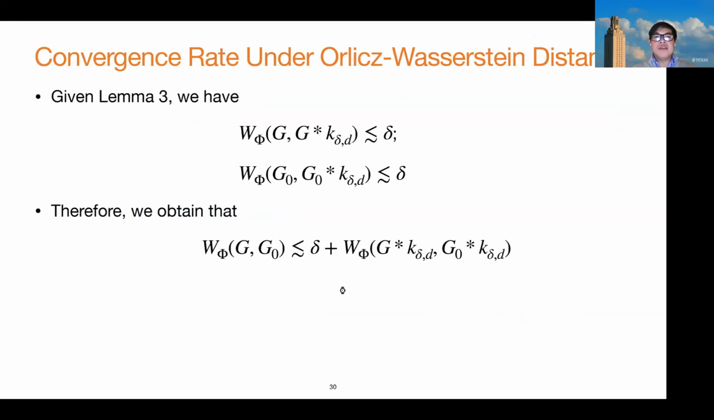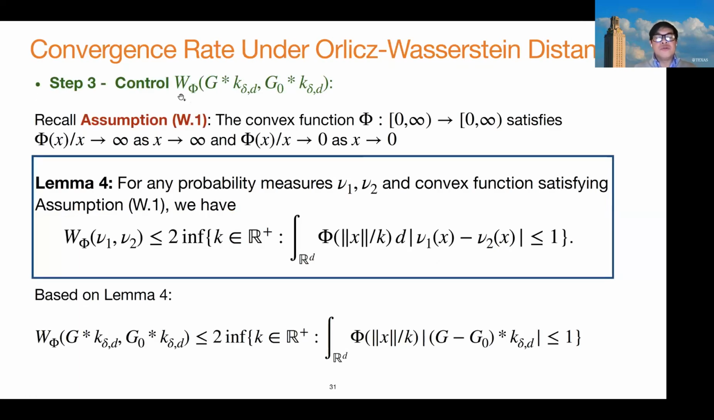Okay. Then based on that one, we know that we can bound the original Orlicz-Wasserstein metric between two fixed measures by eta delta plus the Orlicz-Wasserstein metric between the two convolutions of G and G zero. But controlling the Orlicz-Wasserstein metric between the two convolutions is actually harder than the other two terms. One key insight is that we can reduce that Orlicz-Wasserstein metric between the two convolutions into the integral in lemma 4, okay?